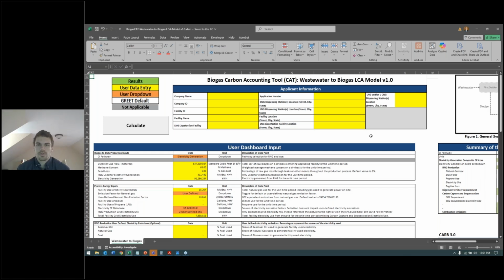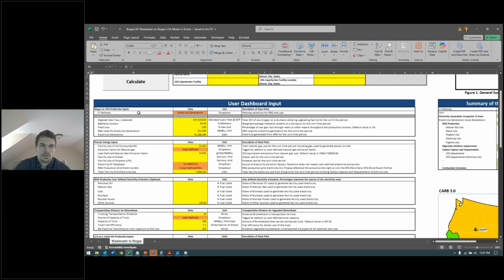Everyone, Chris Rogers here, looking through the wastewater treatment biogas CAT calculator. All of these calculators are set up very similarly, so if you've looked at any other calculators, you'll be familiar.